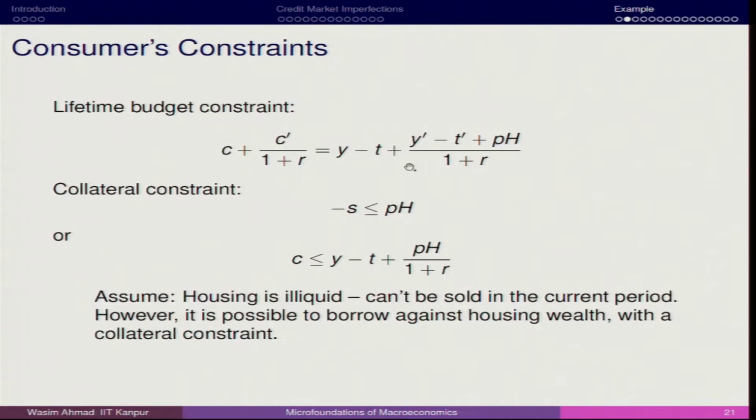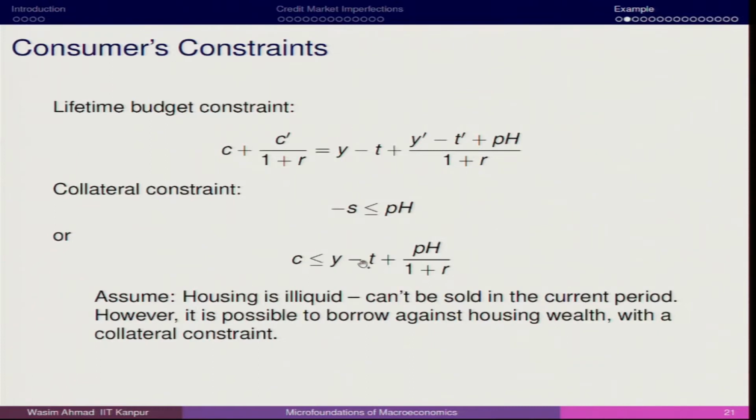How does it look? This is the budget constraint of the representative consumer. Here we are saying that C plus C' upon 1 plus R, which you can also call C_{t+1} upon 1 plus R, is equal to Y minus T, the disposable income in the current period, plus the disposable income in the future period. But here you have the PH, in the sense that this representative consumer owns a house. So, this is the value of the house, PH upon 1 plus R. The collateral constraint is that PH is greater than or equal to minus S, which means that this can act as a saving, or you can also write it as C less than or equal to Y minus T plus PH upon 1 plus R. So, this is the consumption function in the current period.